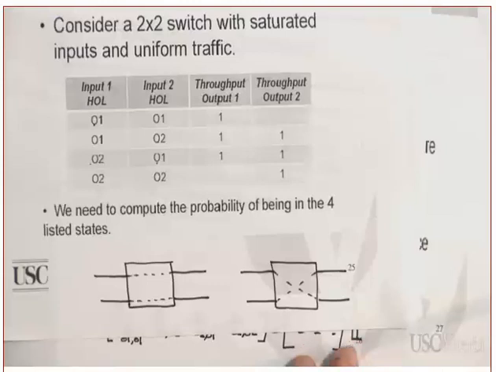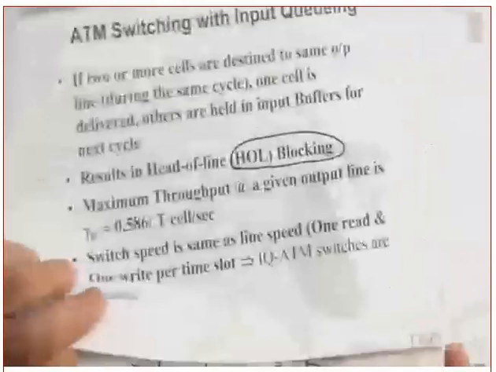Now, let's do the analysis. When two or more cells at the input are destined to the same output line, all the cells will do the switch. All of them will be switched. One of the cells will be put on the output, others will join the outgoing queue, which means I don't have head of line blocking. Can you help me with the analysis? The output line rate is the same as the input line rate. Can you tell me why?